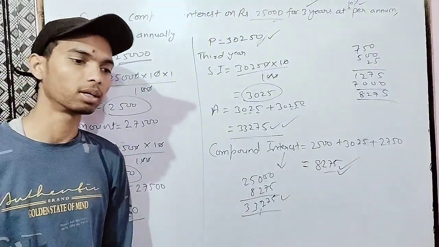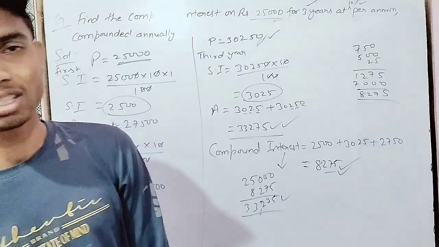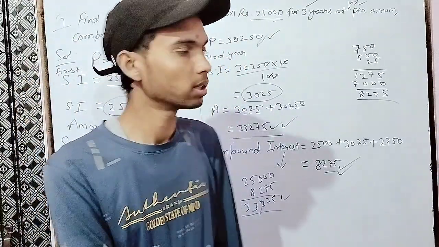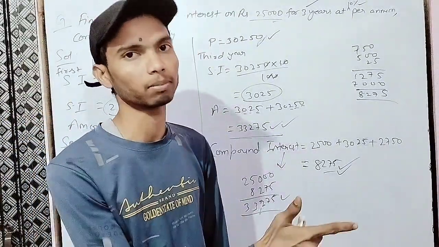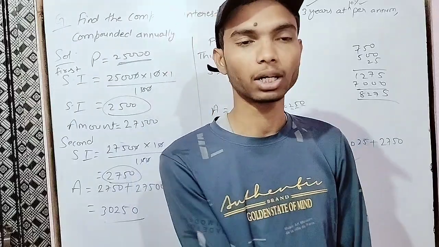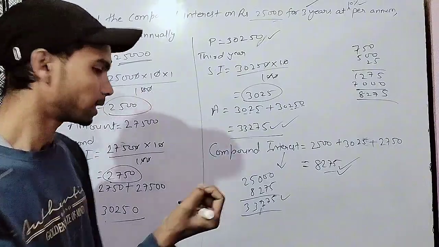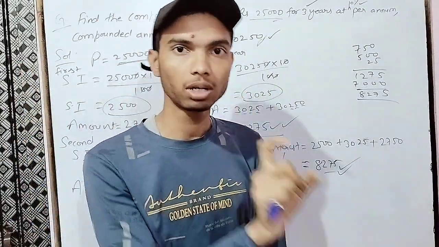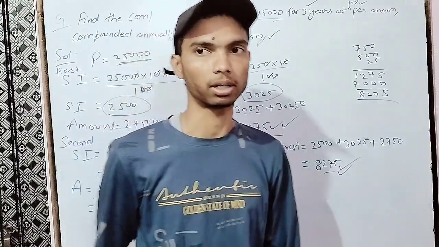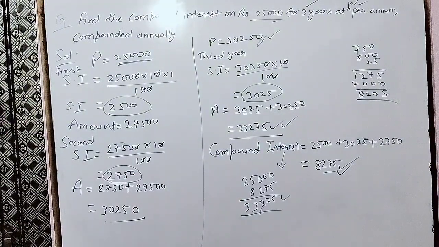Before this, we were calculating simple interest, but there is a huge difference between simple interest and compound interest. Okay. First, simple interest will become the principal for the next time, and the next interest, the next amount will become the principal again for the next time. This is the cycle of finding compound interest. Okay. Just look at this question.